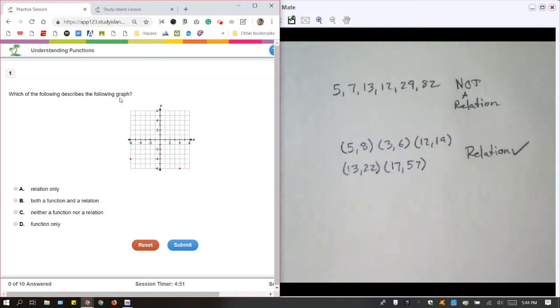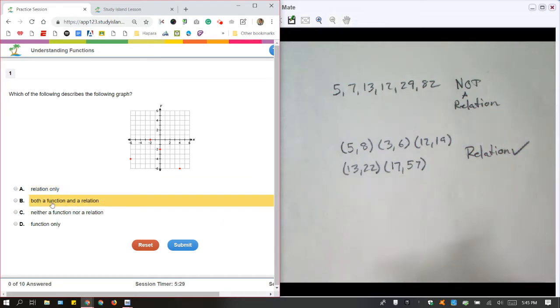Which of the following describes the following graph? Well, I've got 4 points on this coordinate plane. Those points have X and Y coordinates. So this is a relation. So I'm looking at my options. I want the one that says that it is a relation. Now, I don't know yet if it's a relation only or if it's both a function and a relation, but I know C and D are not answers because it definitely is a relation. So C says neither function nor relation. That's not true. This is a relation. We have X and Y coordinates put together, and it's not a function only because, again, it is a relation.